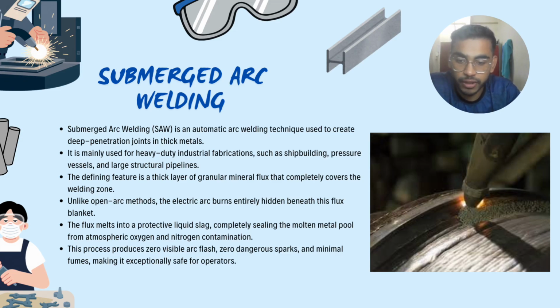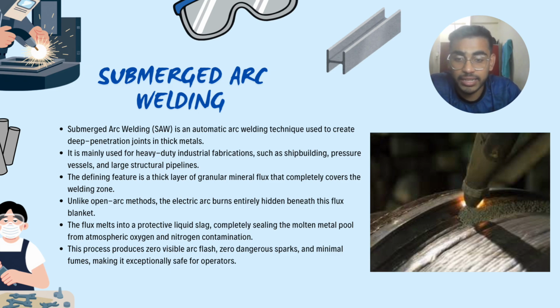The absolute defining feature of this technique is the use of a thick layer of granular mineral flux that completely covers the welding zone ahead of the torch. Unlike typical open arc methods like MIG or stick welding where you see a brilliant blinding light, the electric arc in SAW burns entirely hidden beneath this flux blanket. As the welding process takes place, this flux melts into a protective liquid slag crust, and this liquid layer completely seals the molten metal pool underneath, shielding it from atmospheric oxygen and nitrogen contamination, which eliminates weld defects like porosity.